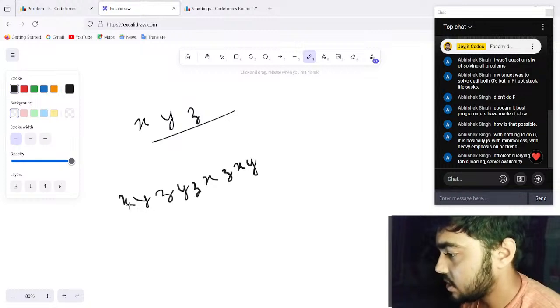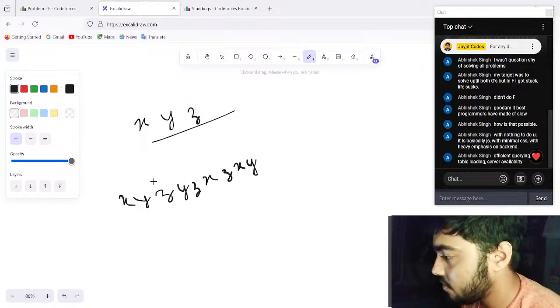So this is what the array looks like after you concatenate it. Now what we have to do is, we are given two positions, and within those positions we have to find the sum.